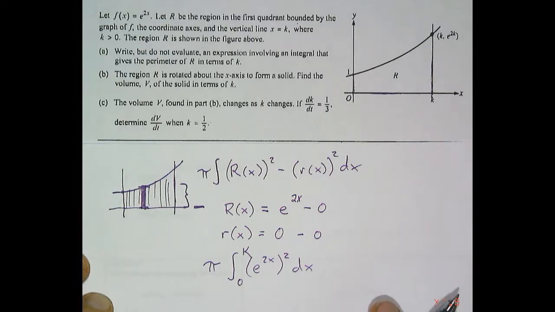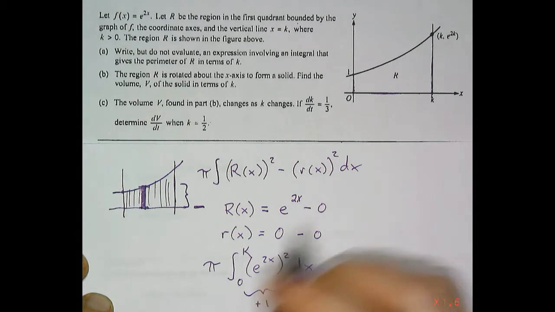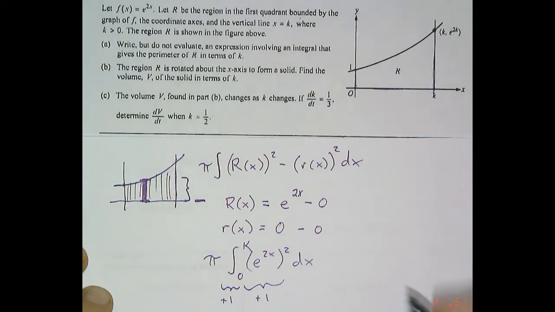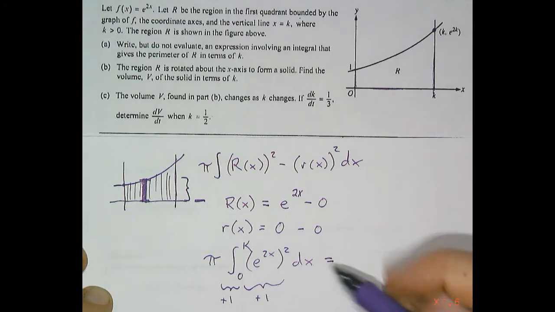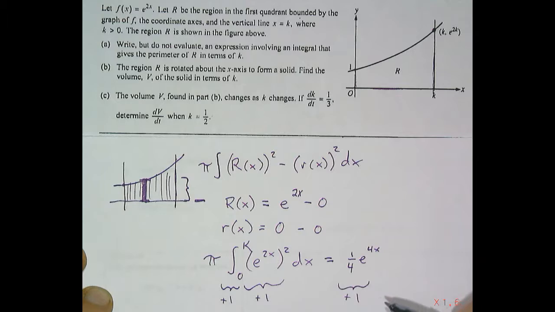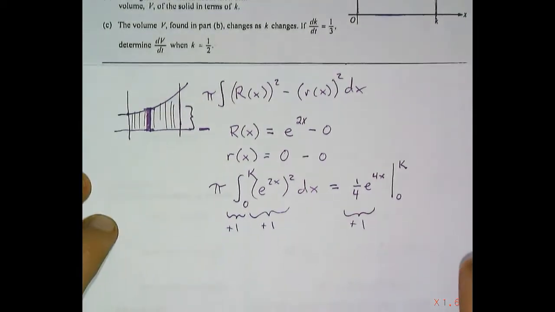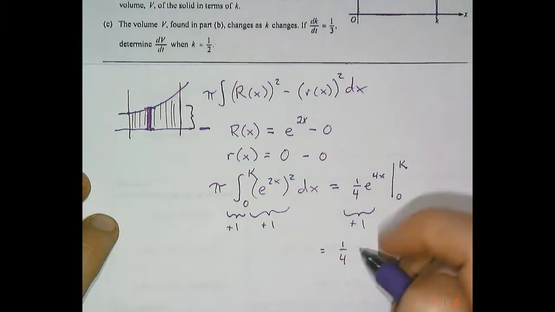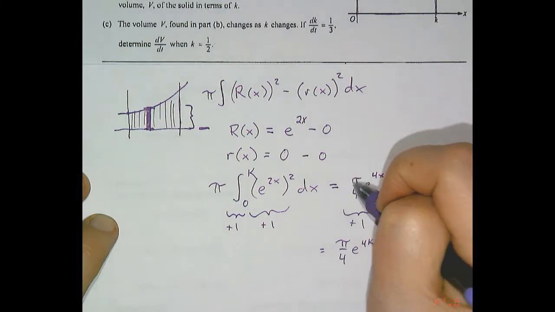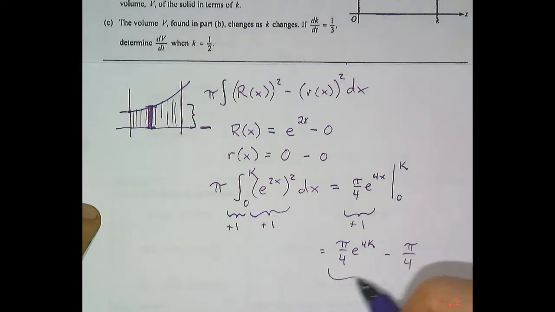So the point breakdown for this is, first you get 1 point for having the integrand correct. Then you get 1 point for having the limits correct. You get 1 point for finding the antiderivative, and the antiderivative of e to the 2x squared would be 1/4 e to the 4x. That's the antiderivative, and it gets evaluated from x equals 0 to x equals k. So your last of the points is the final answer. Oops, and we need to include that pi there, I forgot the pi. Okay. So your last point comes from having that.